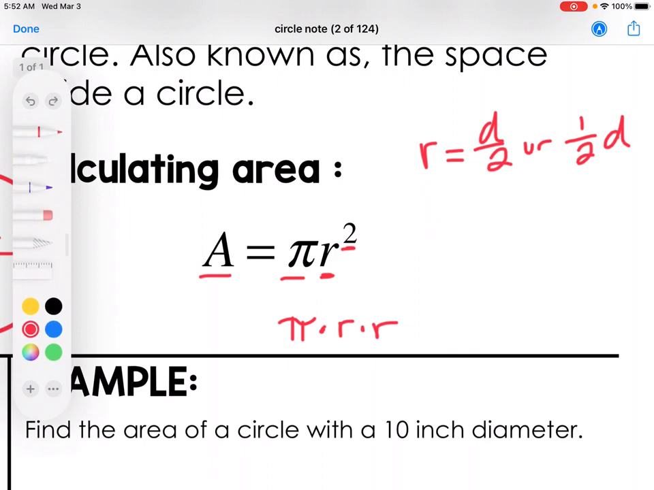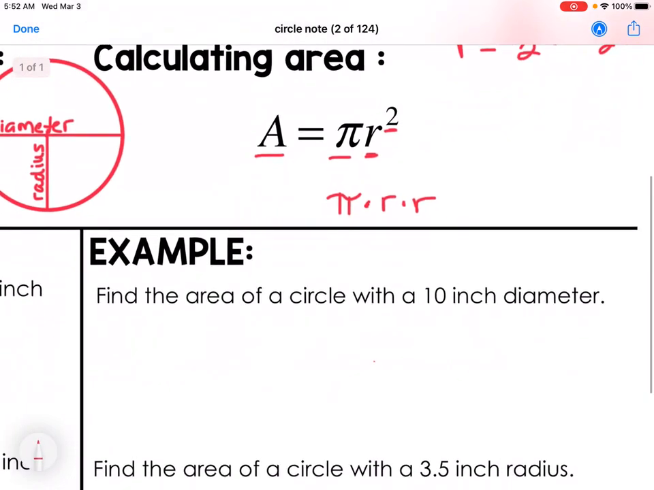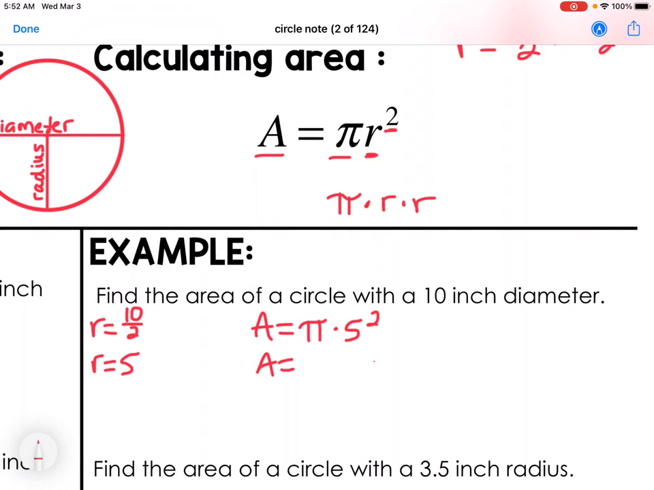So if my diameter is 10 inches, then I know I can just divide that by 2. That tells me that my radius is 5 inches. So then I can just plug that into my formula. So pi times the radius squared. And I know I have to work my exponents first. So 5 squared, which is 5 times 5, is 25. And I still have to multiply that by pi.